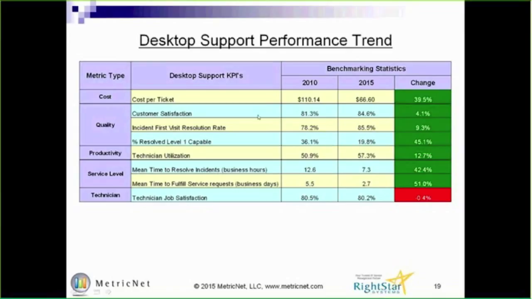Let's look at the trends. Cost per ticket from 2010 to 2015 has come down by almost 40%. Customer satisfaction's gone up by 4.1%. Again, 2010 this row, 2015 this row. I picked out some important metrics here. Incident first visit resolution rate has improved. Every metric has improved except technician job satisfaction, which has roughly remained flat.